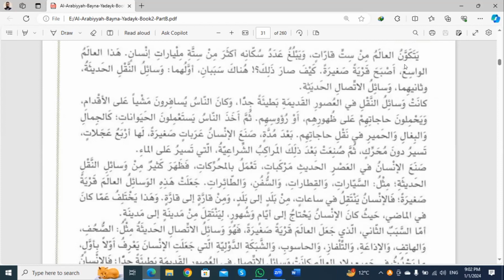Read from here and translate. The world consists of 6 continents. And the population reaches more than 6 billion people.